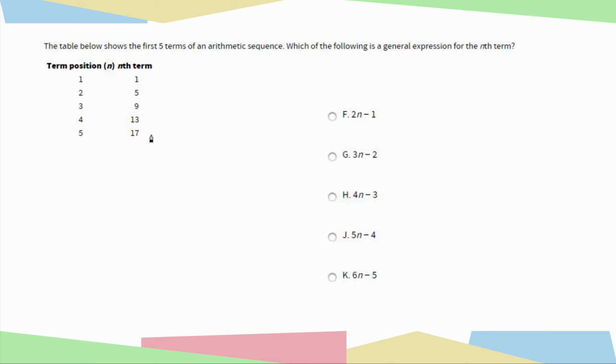So basically the first thing I'm looking for is my common difference. Going from here to here, this is plus 4, plus 4, plus 4, plus 4. So I know my common difference is going to be positive 4, which is immediately going to tell me this is my answer choice. However, now let's break this down a little further.